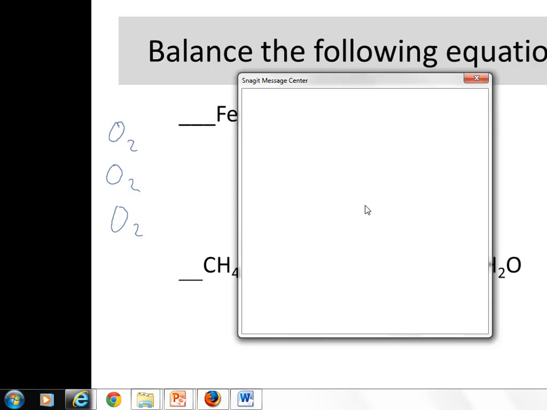How many H's do we have on the reactant side? 4. How many C's? 1. How many O's? 2. It's not balanced, right? Because I have 1 C, 3 O's, and 2 hydrogens. So if I want to balance the hydrogens, I need to add another group of H2O. So now I have 2 H2Os there.